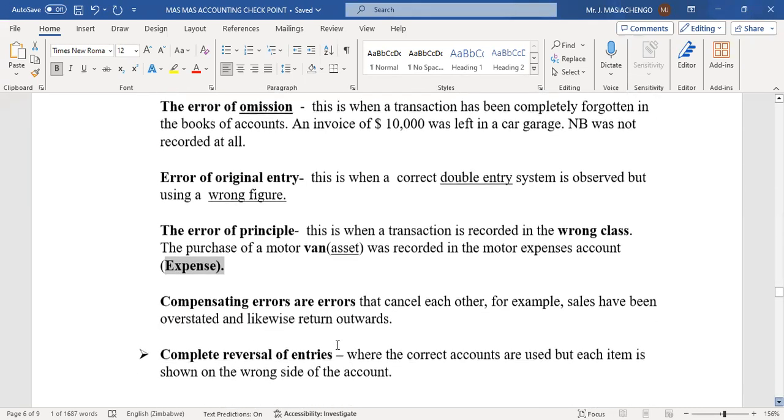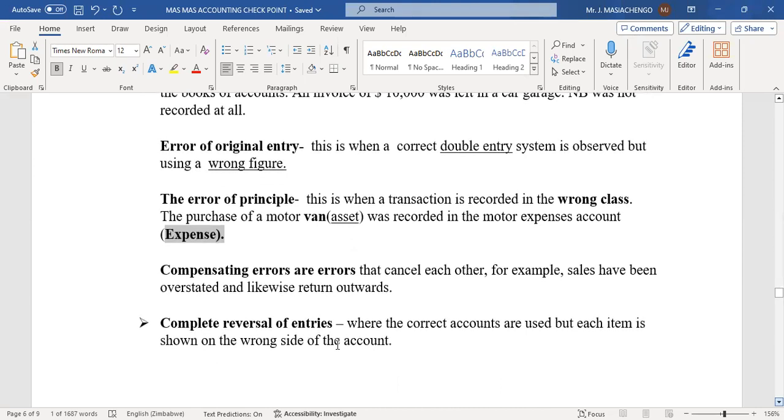All right, let me move on to the last two of these transactions. Compensating errors. These are errors that cancel each other. Compensating, to compensate, is when someone steals from somebody, and when saying you're compensating, it means you are covering up that person. Right? Compensating errors, these are errors that cancel each other. It's a key term. They cancel each other.